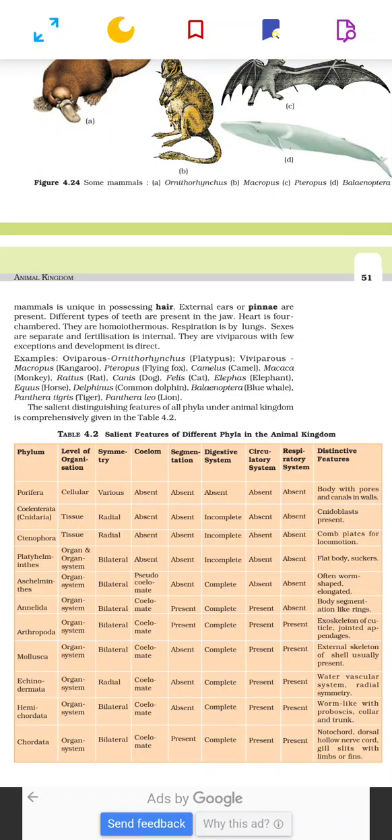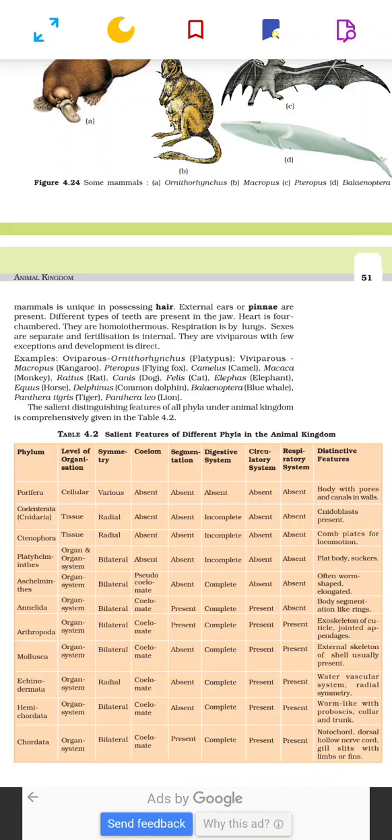Coelenterata phylum have tissue level of organization, radial symmetry, coelom absent, segmentation absent, digestive system incomplete, circulatory system absent, respiratory system absent, and the distinctive feature is the cnidoblasts, they are present. Ctenophora phylum have tissue level of organization, radial symmetry, coelom absent, segmentation absent, incomplete digestive system, circulatory system absent, respiratory system absent, and comb plates for locomotion are the distinctive features.